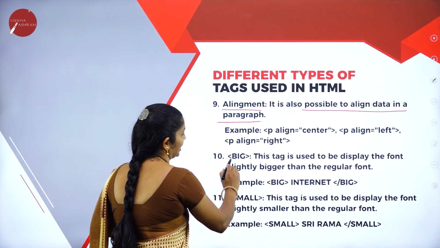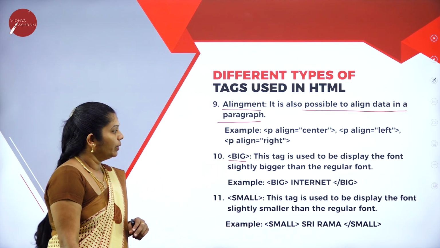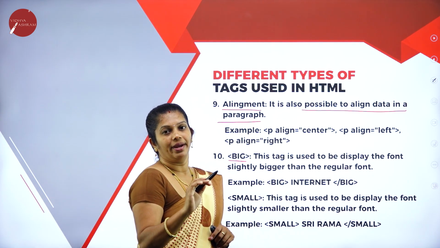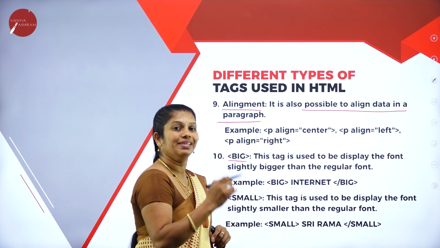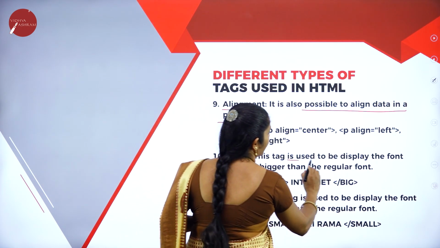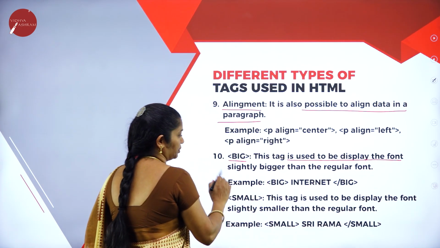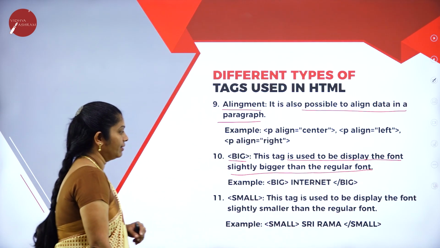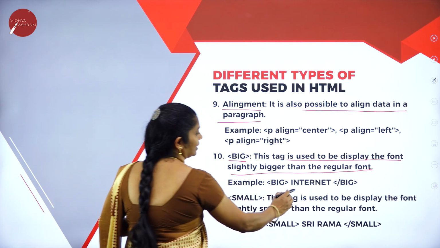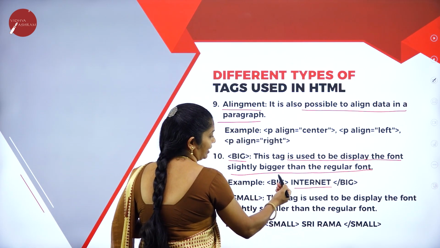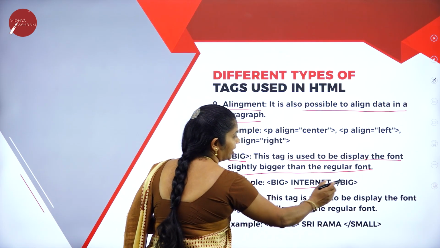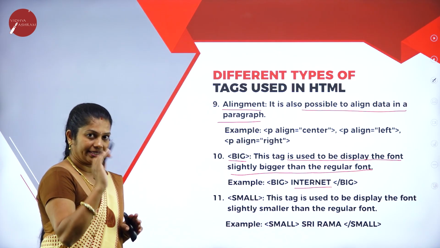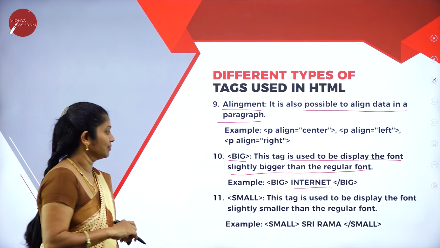Next we will move on to the next one, the big tag. The big tag is used to display the text in a larger size. This tag is used to display the font slightly bigger than the regular font. For example, if I write internet inside the big tag, here I open the big tag and here we close it. That means it will display the text internet in larger size.